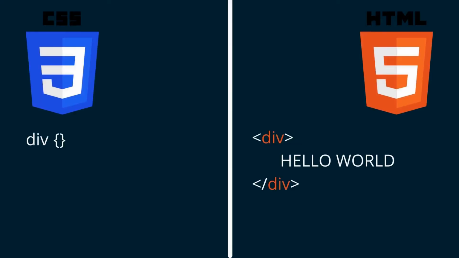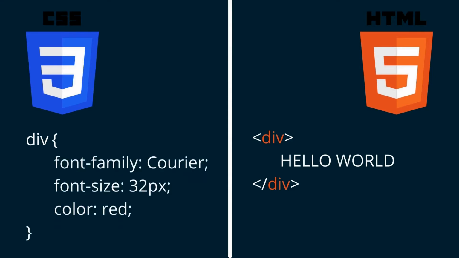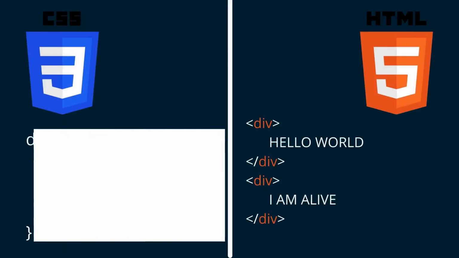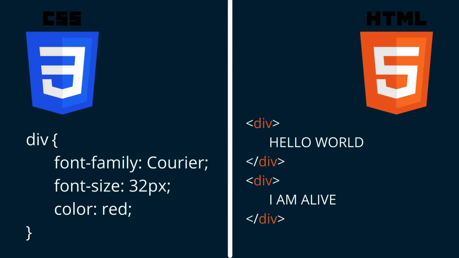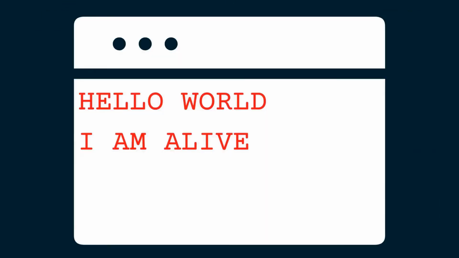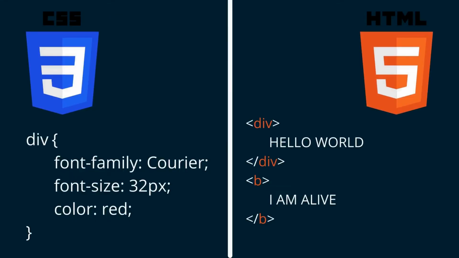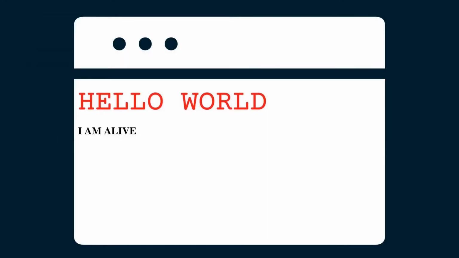Take for example, this div on the right. I want it to follow these rules on the left. It will look like this in the browser. If I add another div with something written inside of it as well, your browser will now render this. If I change the second div to a bold tag instead, it will look like this, because we defined rules for our div tag to follow, not the bold tag.